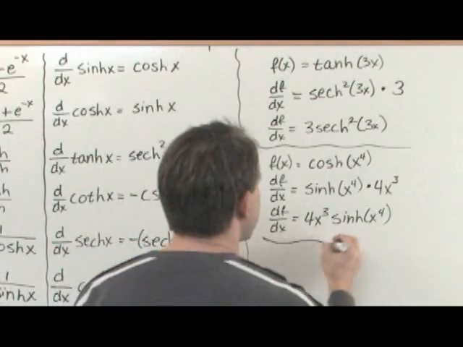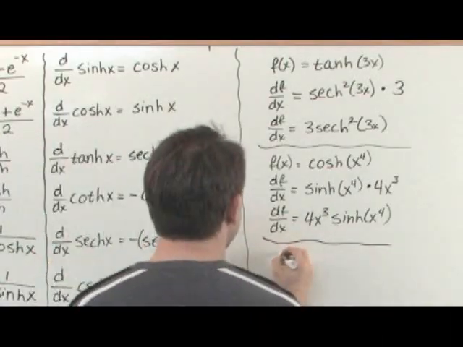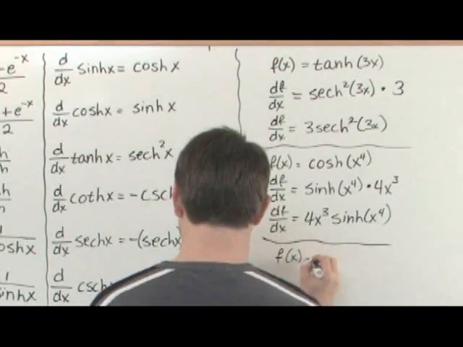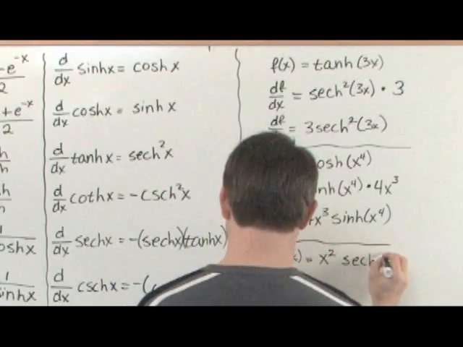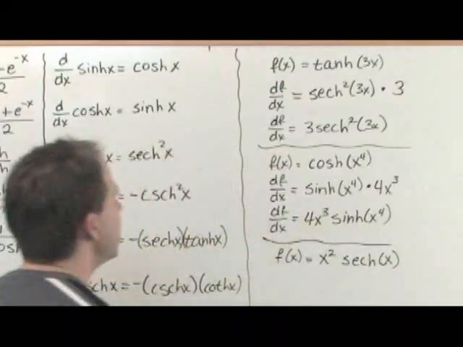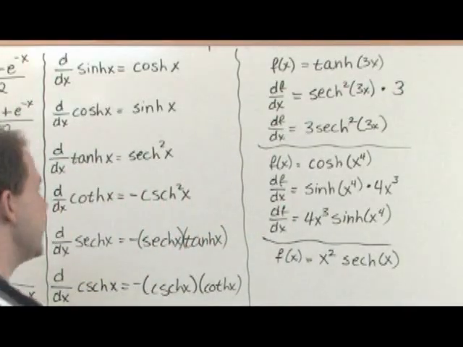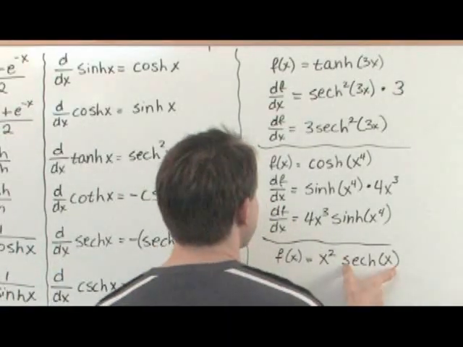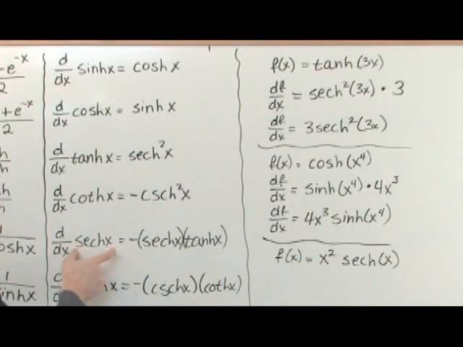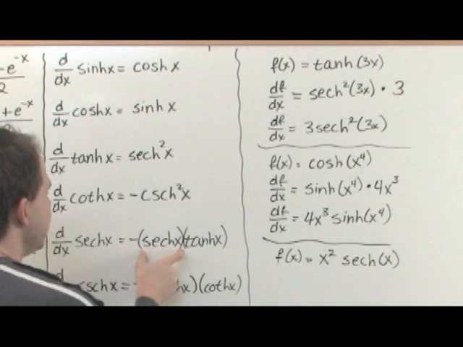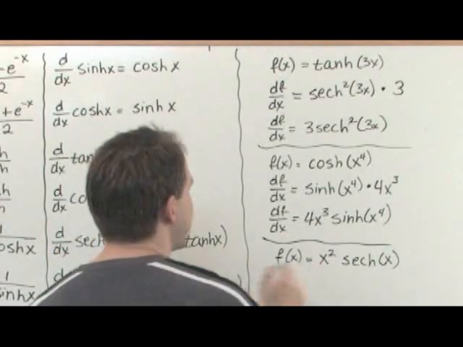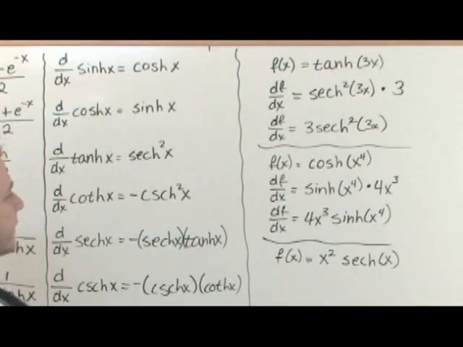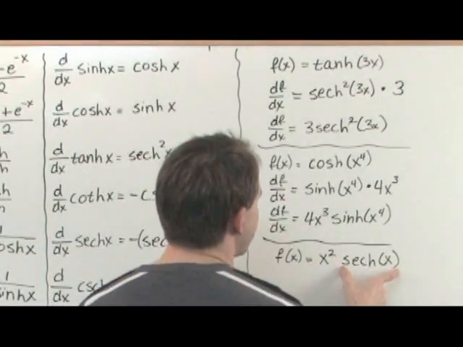Okay, now let's go ahead and do another one. What if my function was f of x is equal to x squared times the hyperbolic secant of x? Now here the problem is a little bit different. I know that I have this hyperbolic secant, and I know what the derivative of this is. The derivative of hyperbolic secant is negative hyperbolic secant times hyperbolic tangent, but I have x squared out in the front here, so this is a function of x multiplied by a function of x.